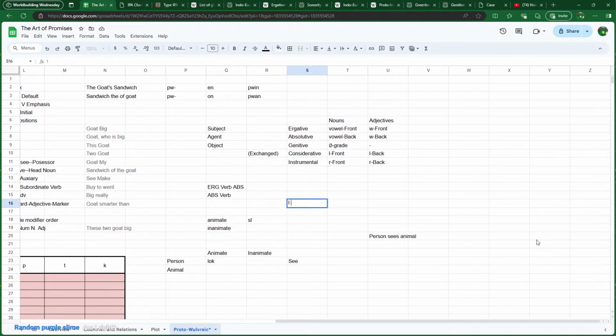So like "I give to you." I is the agent. It's also the subject, but here we're focusing on the fact that it's the agent. That is the person doing the stuff. You is the object. Give is what is called a transitive verb because it can take on an object, a direct object.